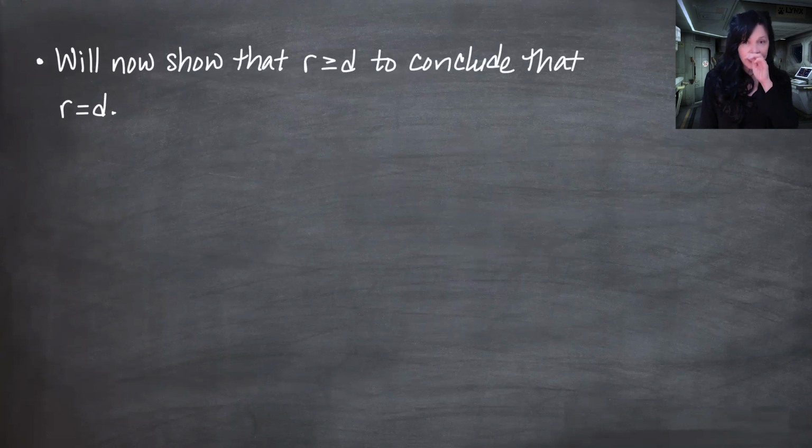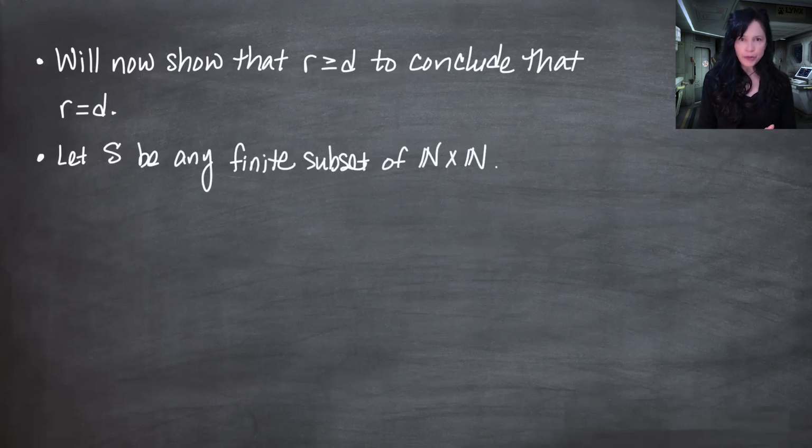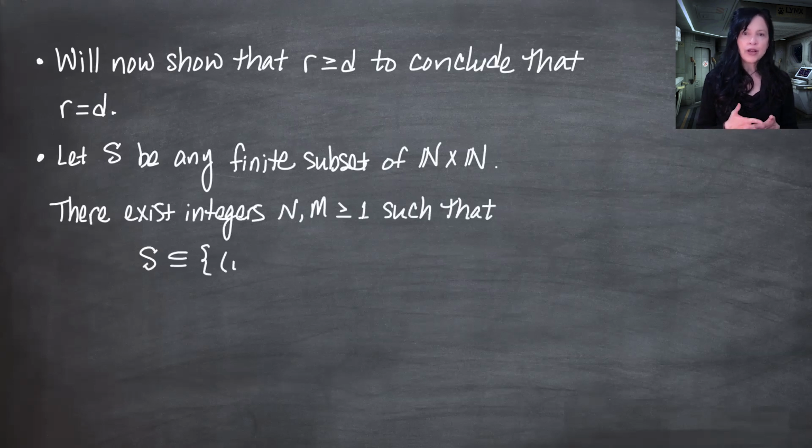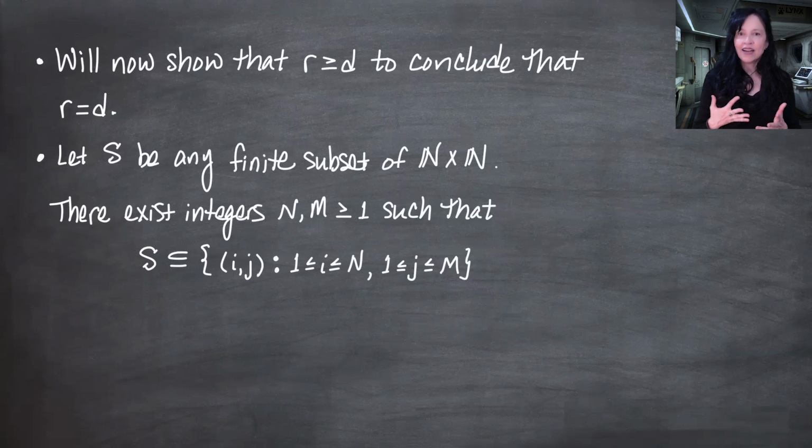So to show this, I'm going to let S be any finite subset of the natural numbers crossed with the natural numbers. And for any finite subset, no matter how weirdly defined, we can find integers capital N and capital M greater than or equal to 1, such that S is contained in all the ordered pairs you can get by taking i values between 1 and capital N and j between 1 and capital M. Just shoot those numbers up large enough to capture everything in whatever weird finite subset of N cross N you might have.